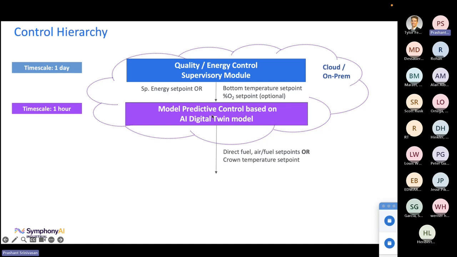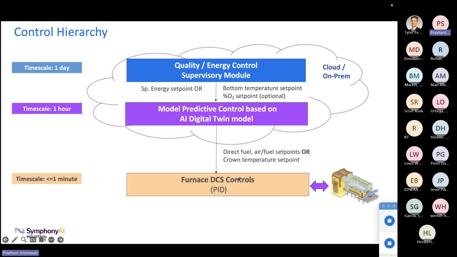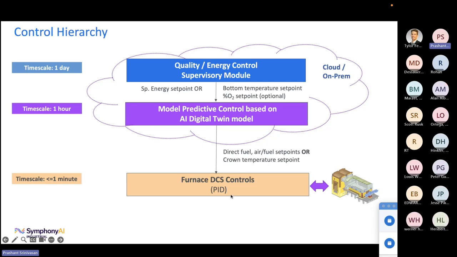And then the model predictive controller runs this AI digital twin model and forecasts the temperature. And then it calculates the optimal set points in terms of the fuel and air to fuel ratios or the crown temperature set point, which then is fed into the DCS, right? And this could be a manual loop where the operator looks at the advisories and keys it in, or it could eventually be automated using an OPC UA link.